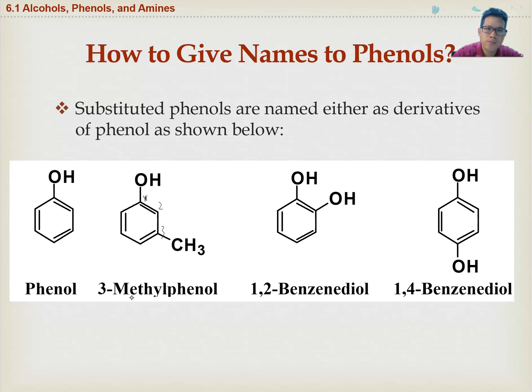So here, 3-methylphenol. This one is 1, 2, benzene diol. In this case, instead of calling it an aromatic, you call it a benzene ring. So 1, 2, 3, 4, this is 1, 4 benzene diol, with 2 hydroxy groups.